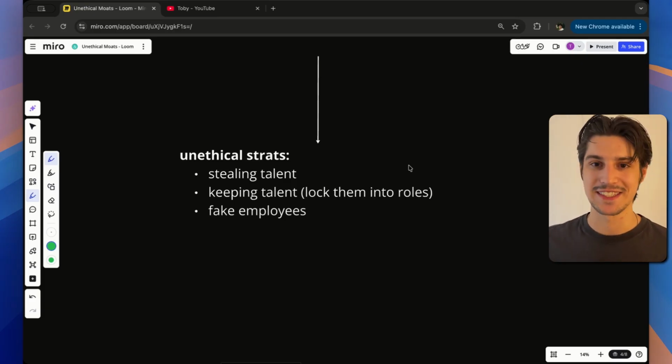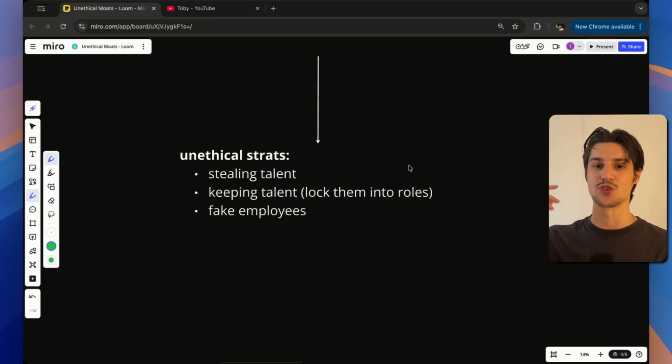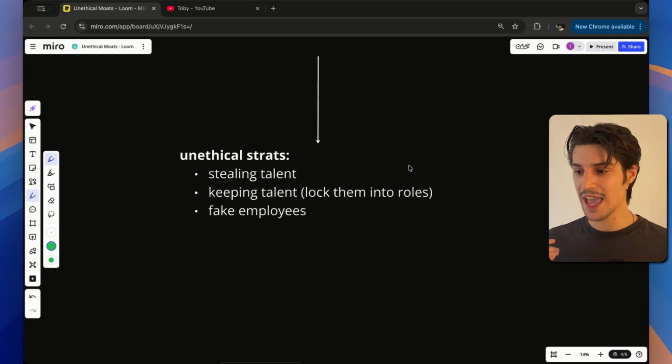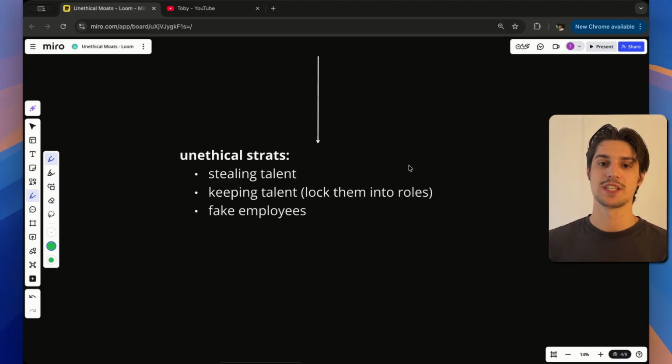Mr. Beast is notorious for this, going and finding the best talent in the space and then just offering them so much money they come work for him, right? And that's a way to get the best talent to your company. On top of that, it's keeping talent. Once you get a really good person on your team, how do you keep them?